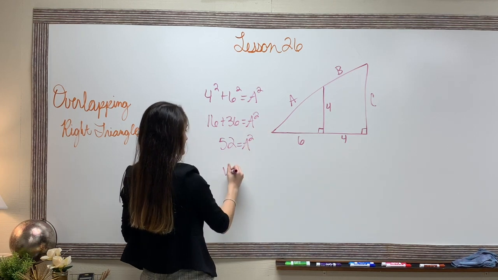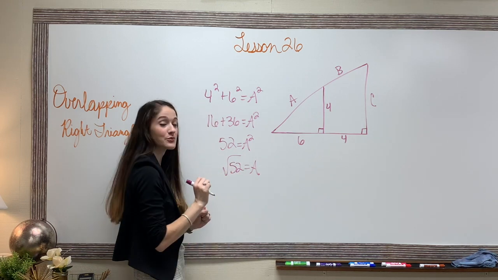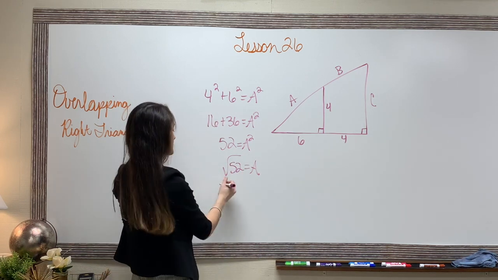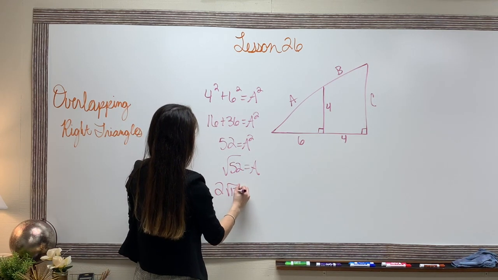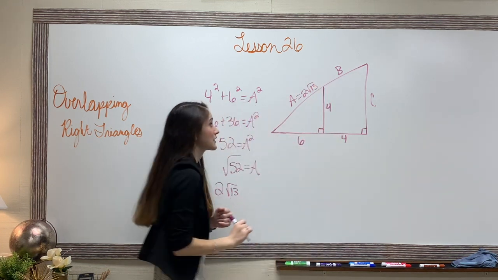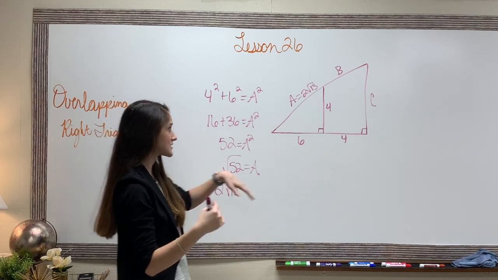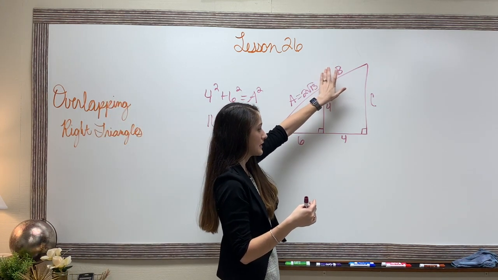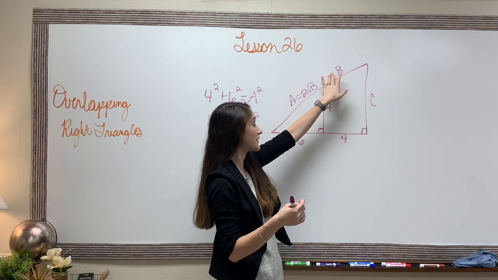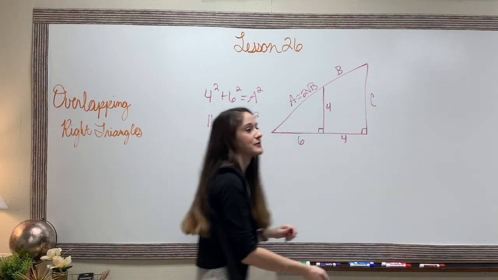Got to square root both sides. So the square root of 52 equals A. This can be simplified. I can take out the 4, so this would be 2 root 13. So there, we've already found one of our missing sides. I can use proportions as well to help me find B. And then once I find B, I can use Pythagorean theorem to find part C. So let's solve for B first.